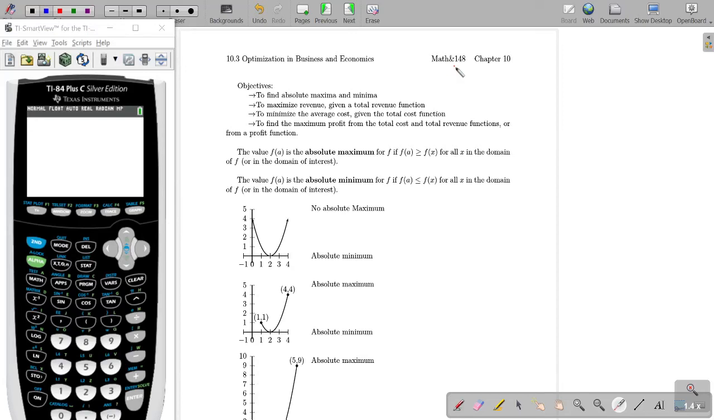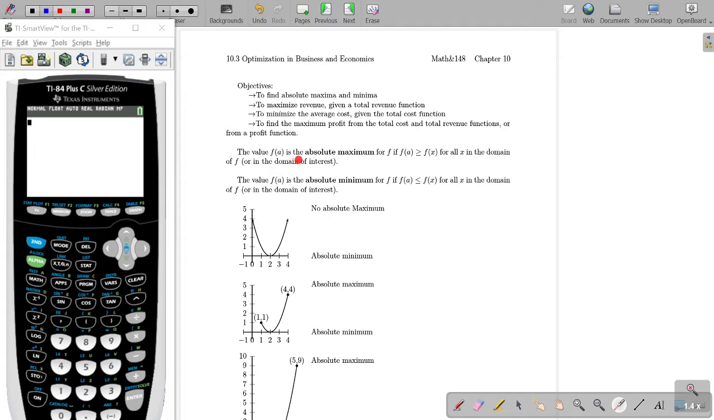Math 148, 10.3, Optimizations in Business and Economics, Part 1. Objectives: to find the absolute maxima and minima, to maximize revenue given a total revenue function, to minimize the average costs given the total cost function, to find the maximum profit from the total cost and total revenue functions or from a profit function.